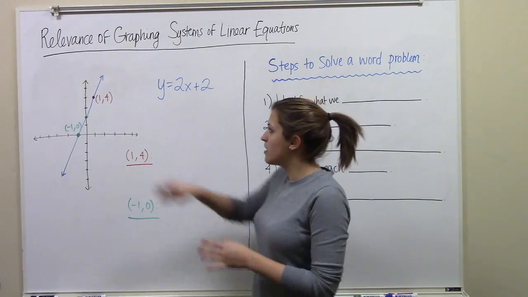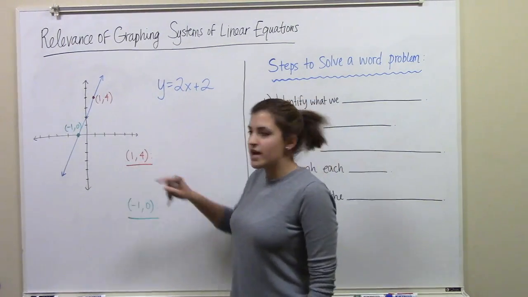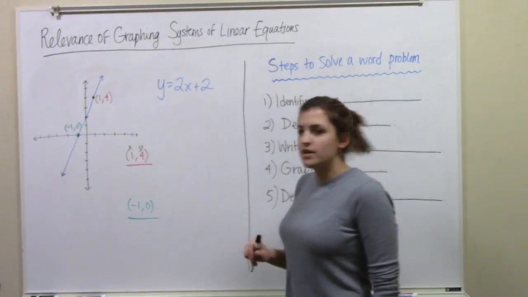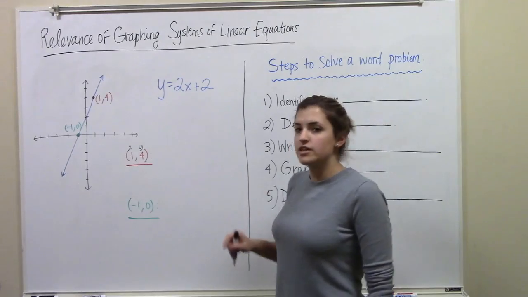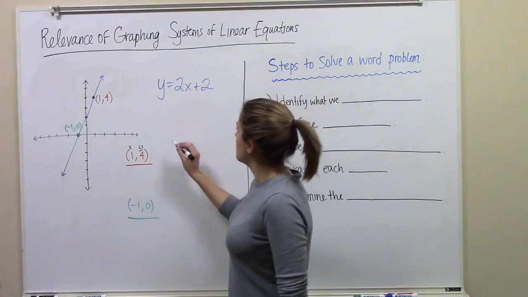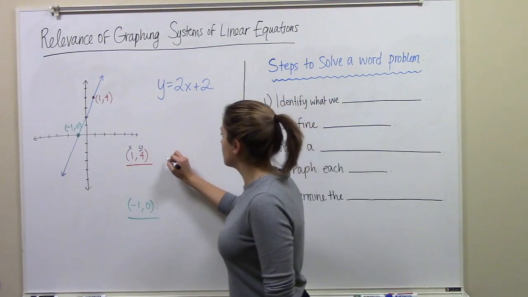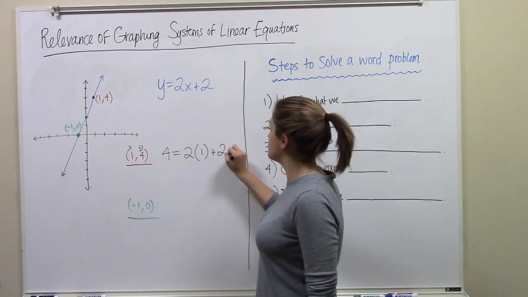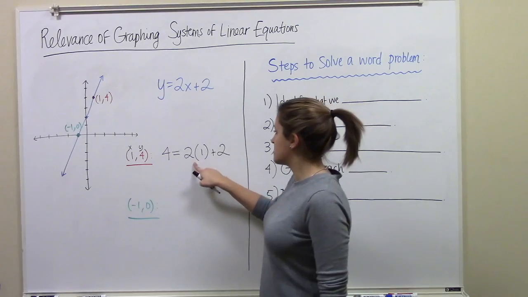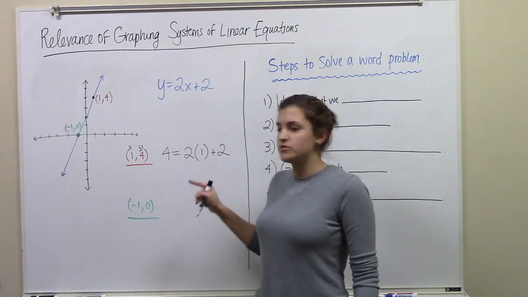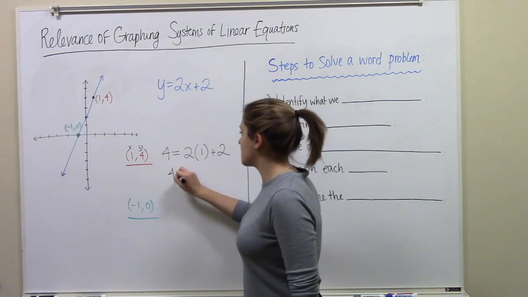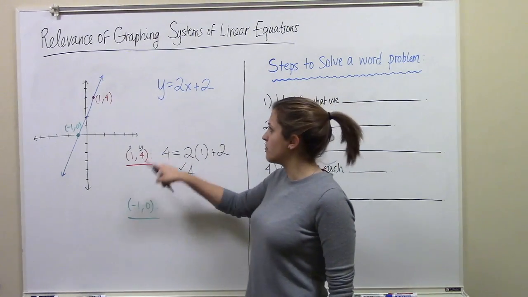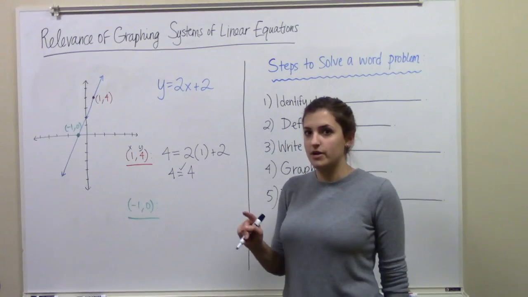So if we take (1, 4), 1 is my x value and 4 is my y value. When I plug this point into my equation, it should satisfy it. So I'll plug 1 in for x and 4 in for y, so I'll get 4 equals 2 times 1 plus 2. This side is 2 times 1, which is 2, plus 2, which is 4. So I get 4 equals 4. Excellent. So that point works with my equation. That point satisfies my equation.